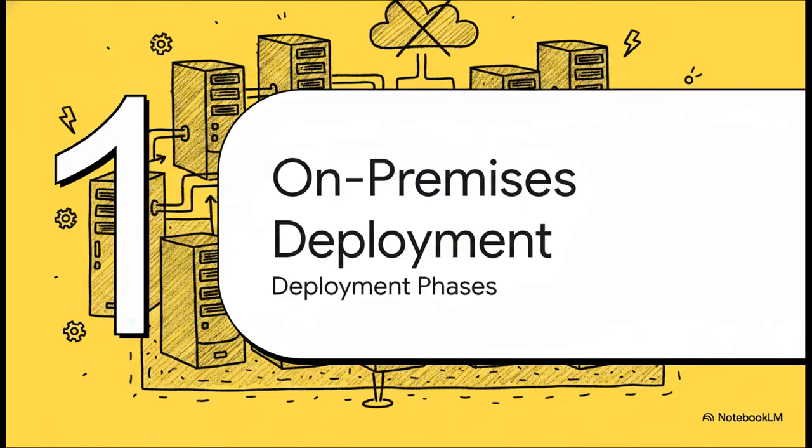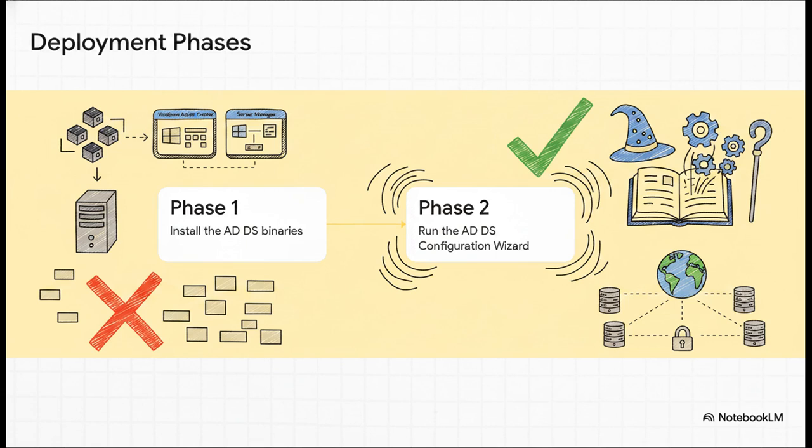Section 1, on-premises deployment phases. Okay, let's dive right into this, starting with a standard on-premises installation process. This is the absolute foundation that all our other architectural decisions are built upon. The standard deployment happens in 2 distinct phases.